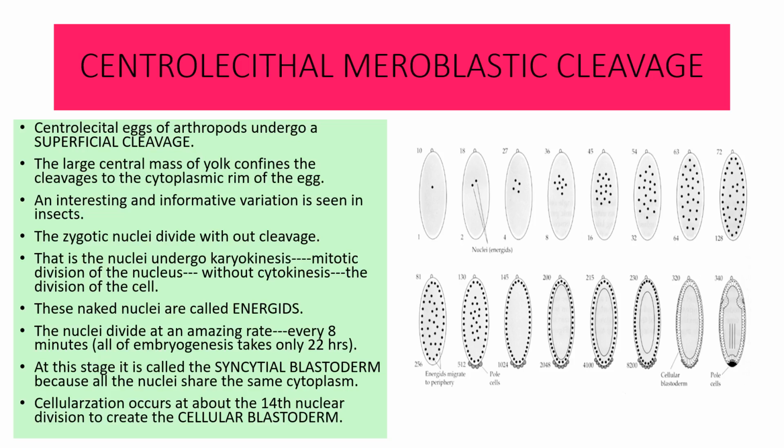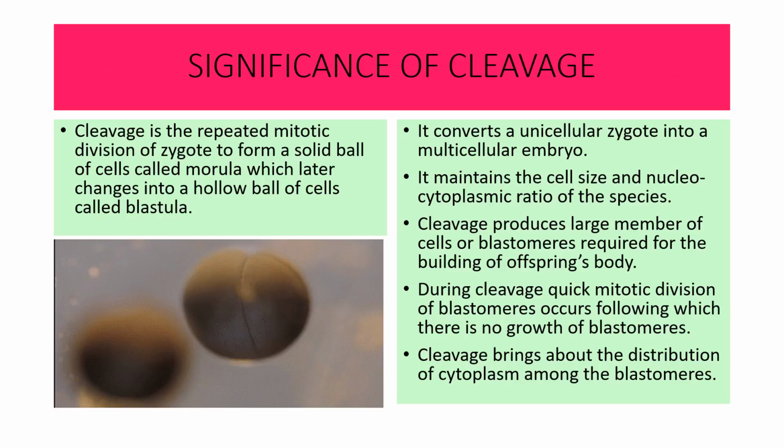Then at this stage we call it a syncytial blastoderm, because the nuclei are present in the same cytoplasm. Later on, after the 14th nuclear division, cellularization occurs and it leads to the formation of cellular blastomeres, meaning cytokinesis occurs. That is, the cytoplasm divides and forms the cellular blastomeres in the periphery. So this occurs in the case of insects.